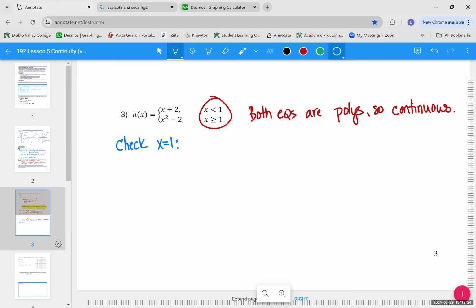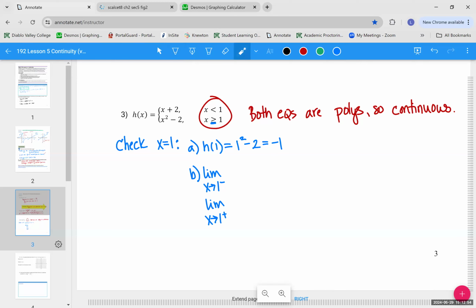So let me demonstrate. I'm going to start by figuring out where the equal to is, so that h of 1 is equal to 1 squared minus 2, which is negative 1. So the function is defined at the point, and it's equal to negative 1. So the next thing I'm going to do is take my limits, and I need to do the limit from the left, and I need to do the limit from the right.